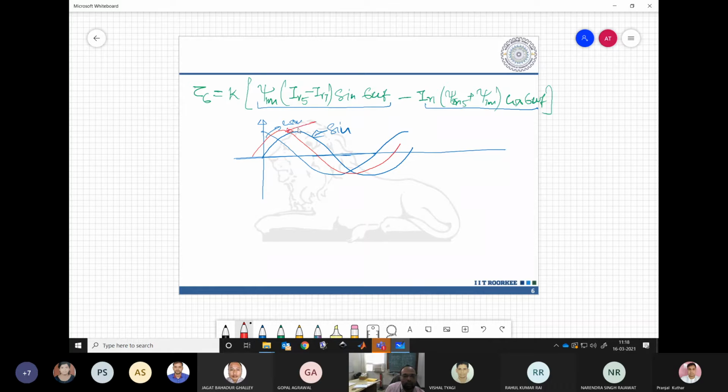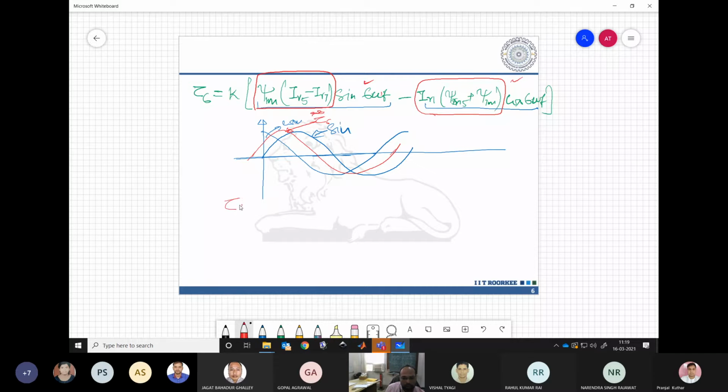This value will actually depend on the magnitude of these two components. In any way, this and this cannot cancel each other. This is only going to add because they both are in quadrature. So this is our actual torque ripple, or sixth harmonic torque.